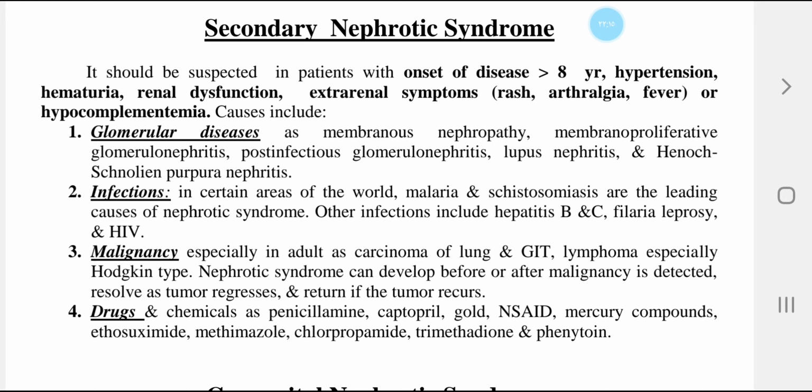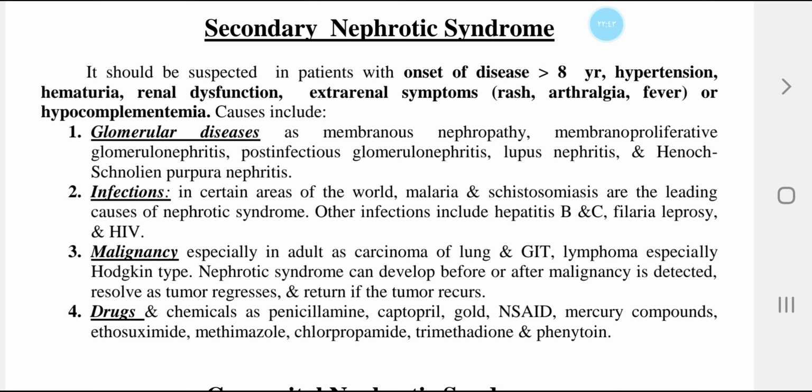2. Infection, in certain areas of the world. Malaria and schistosomiasis are the leading causes of nephrotic syndrome. Other infections include hepatitis B, C, filaria, leprosy, and HIV. 3. Malignancy, especially in adults, such as carcinoma of lung and GIT, and lymphoma, especially Hodgkin type. Nephrotic syndrome can develop before or after the malignancy is detected, resolves as the tumor regresses, and returns if the tumor recurs.